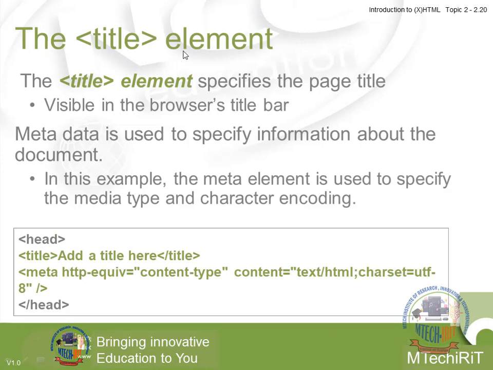And we have the title. The title element specifies the page title visible in the browser title bar, that is on top of the title bar. In this example, the meta element is used to specify the media type and also the character encoding. As you can see, we use the title and the meta type.